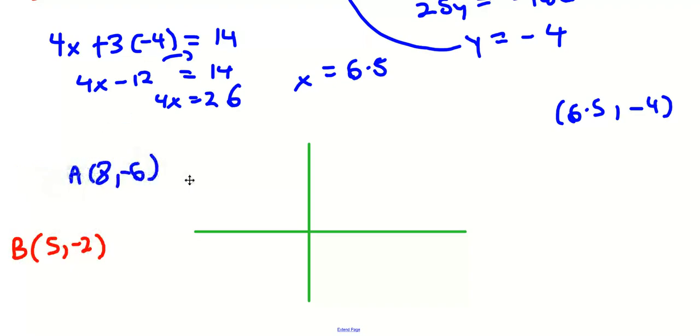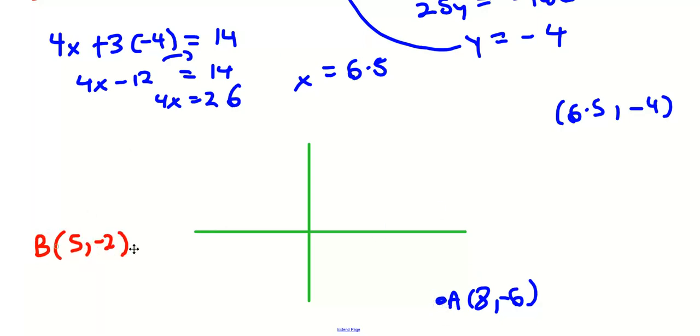So lads, one more time, look at this. This means 8 across and 6 down. 8 across, 6 down will be located somewhere over here. Okay, what about B? 5 across and 2 down. B will be located somewhere a bit more, not as far down, so B will be around there. What do you think of 6.5 and minus 4? Somewhere in between, would you agree with that?